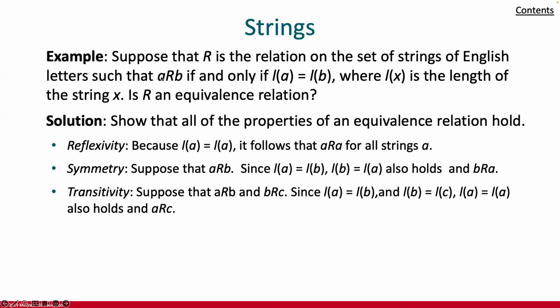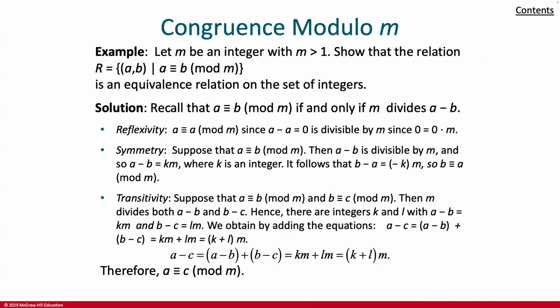Okay, for strings, suppose that R is a relation on the set of strings of English letters such that A R B if and only if L(A) = L(B), where L(X) is the length of the string X. This is an equivalence relation. Show that all of the properties of the equivalence relation hold, and you can read through these here, or I refer you to Rosen to see that.